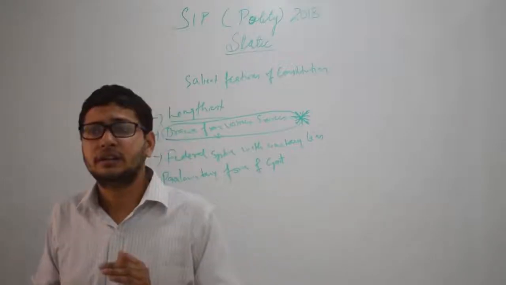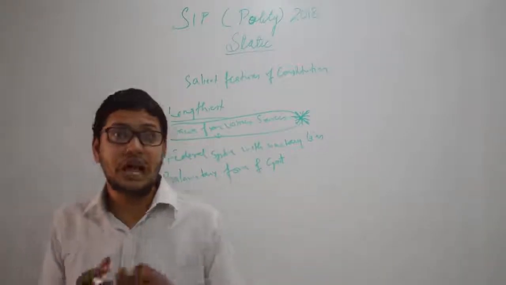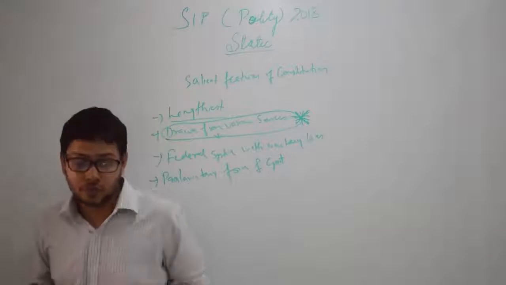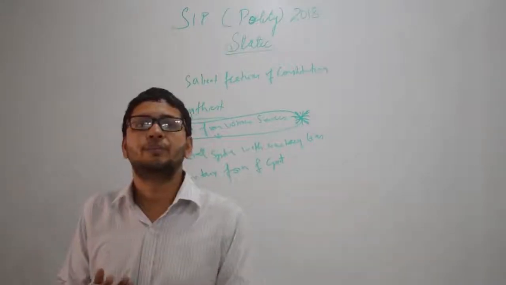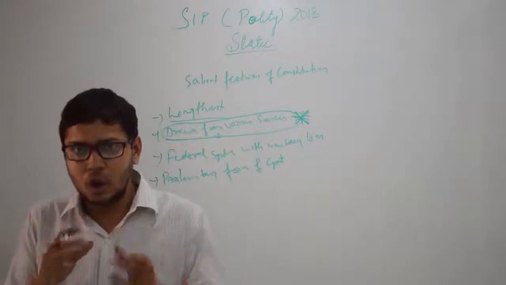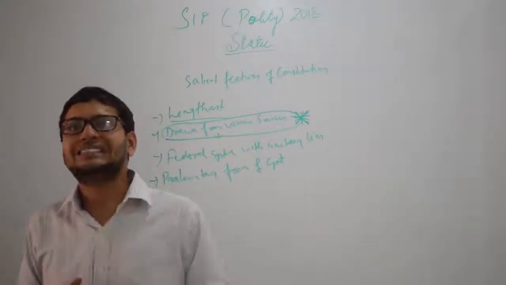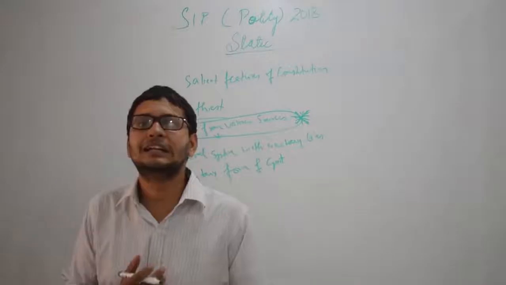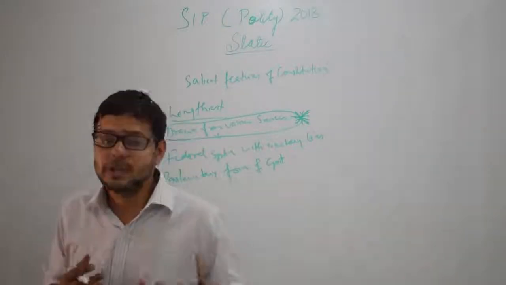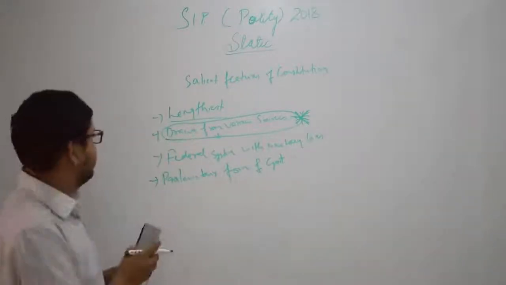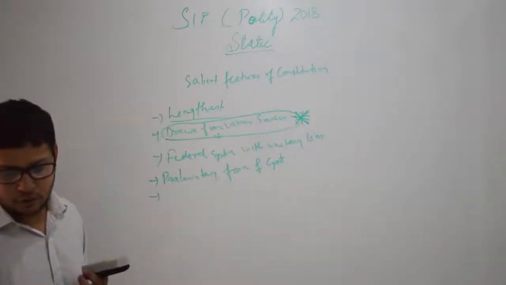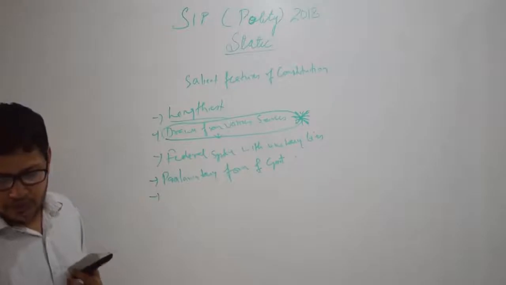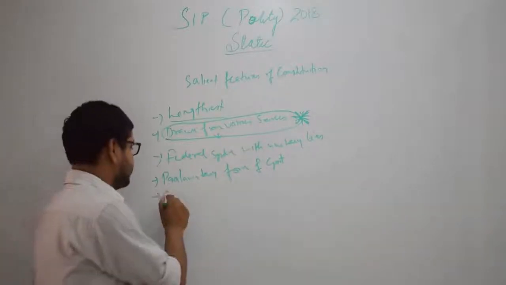In India, the parliament is not supreme because we have the concept of judicial review. Any law or act which is against the spirit of the constitution could be declared null and void by our judiciary. The fifth feature is that we have a synthesis of parliamentary sovereignty and judicial supremacy.